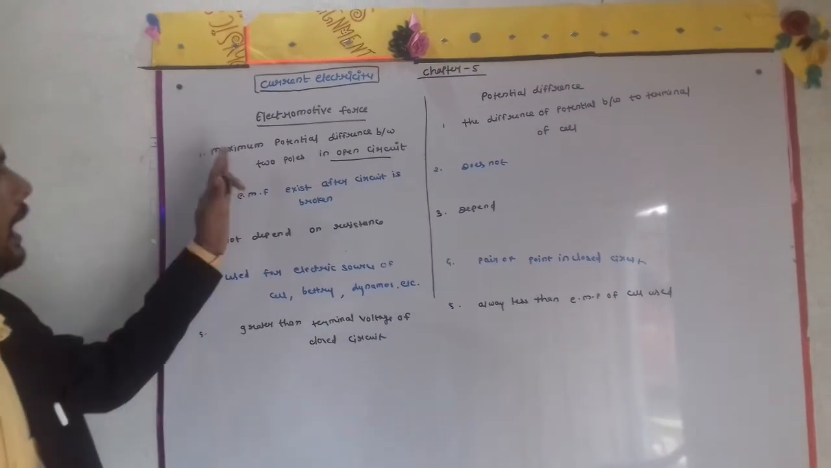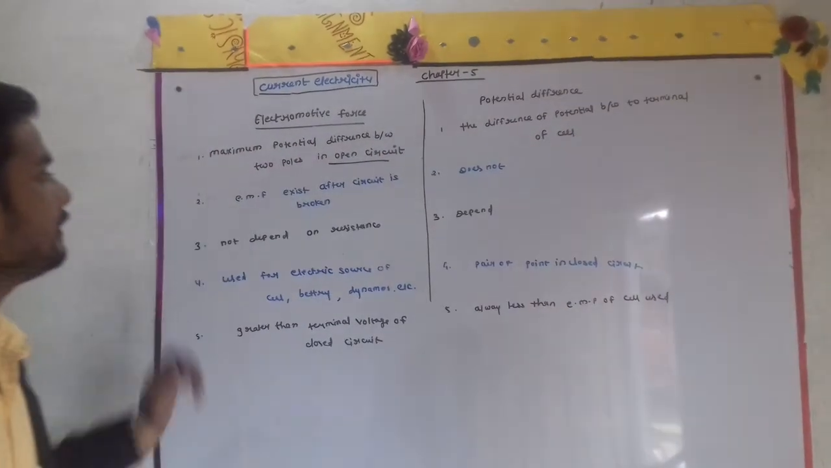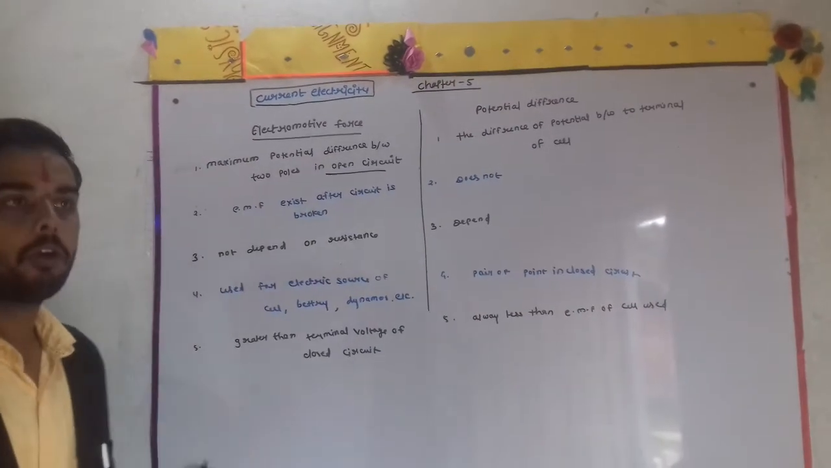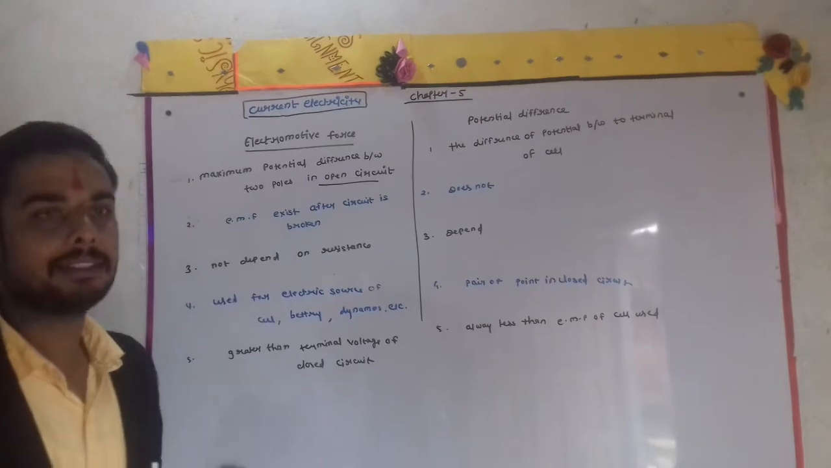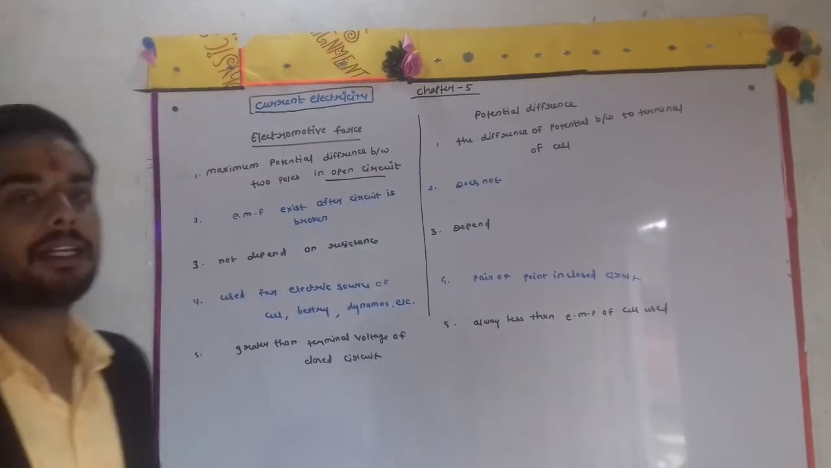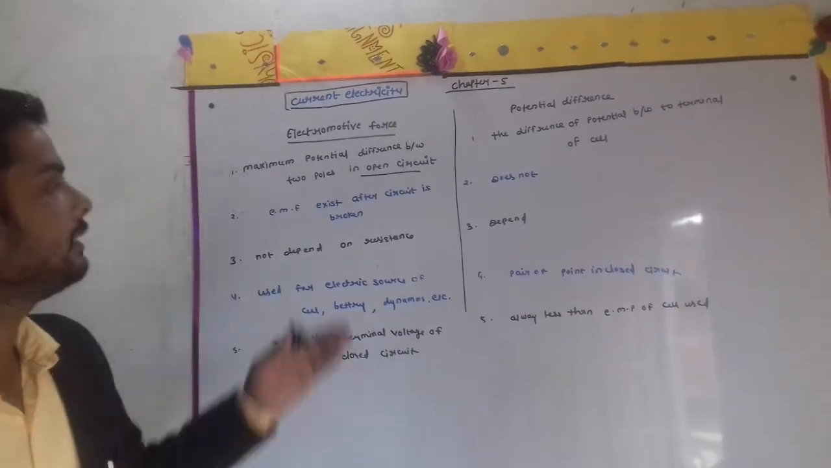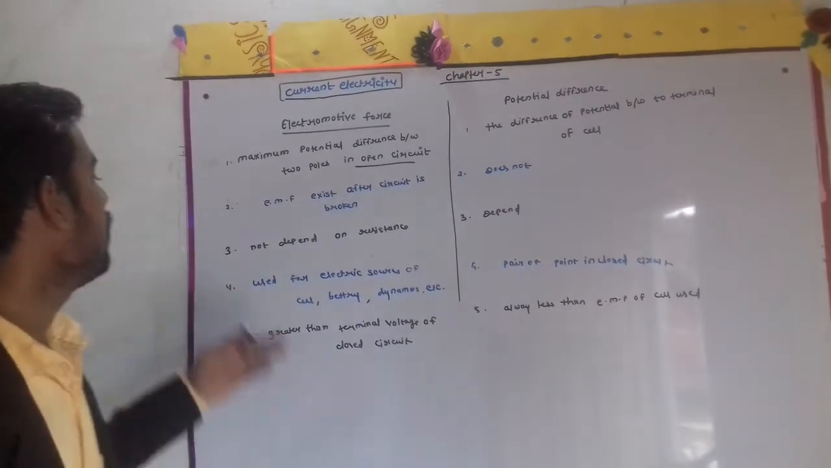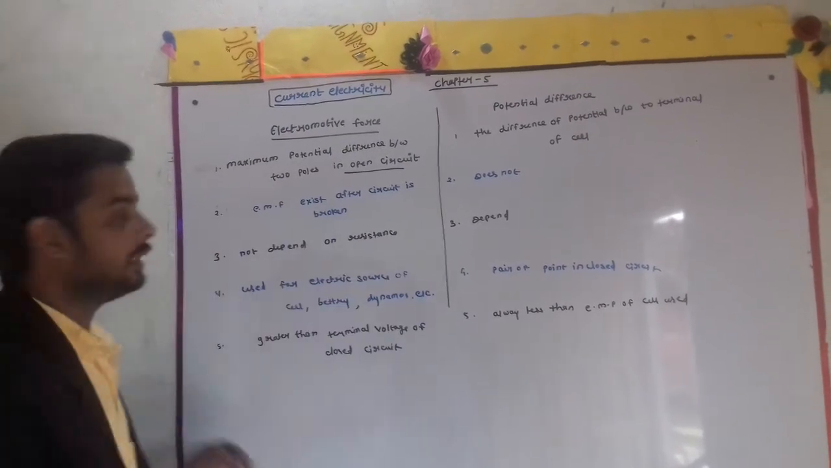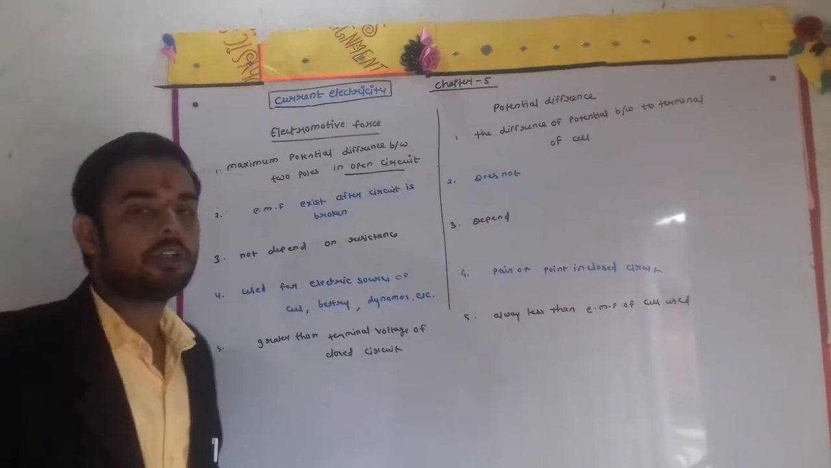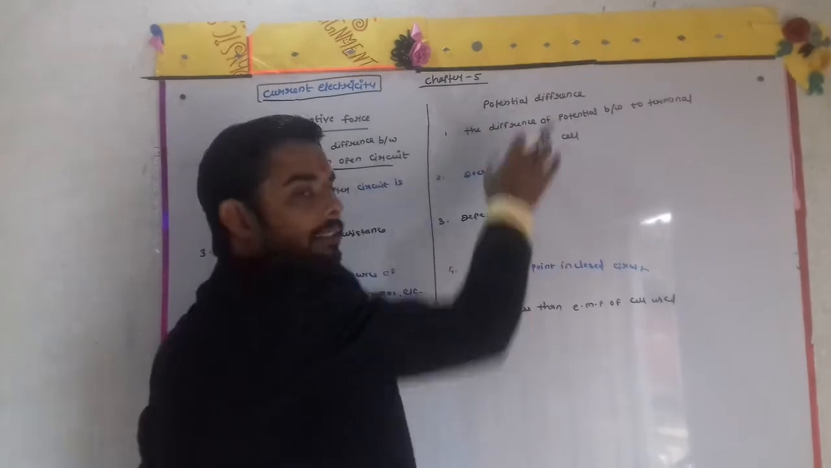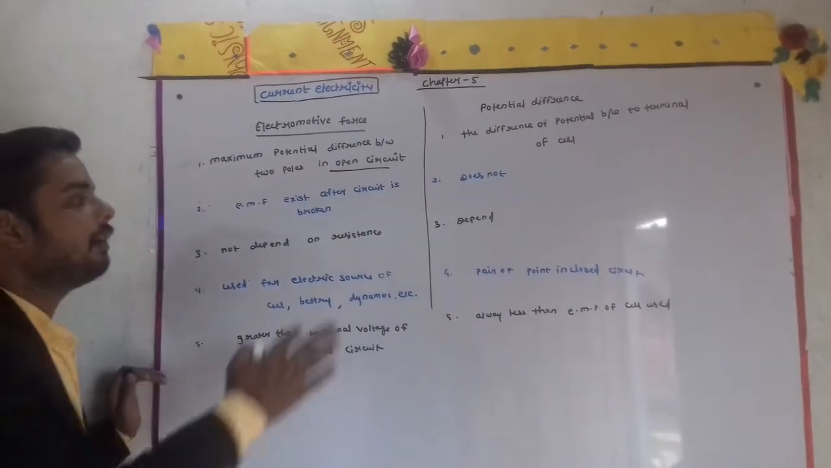The second difference between electromotive force and potential difference is that electromotive force exists after the circuit is broken. If we break the circuit, then also EMF will exist. But potential difference does not exist after the circuit is broken. Then the third point is that EMF of the cell does not depend on resistance, but potential difference depends on the resistance. This is our third difference.